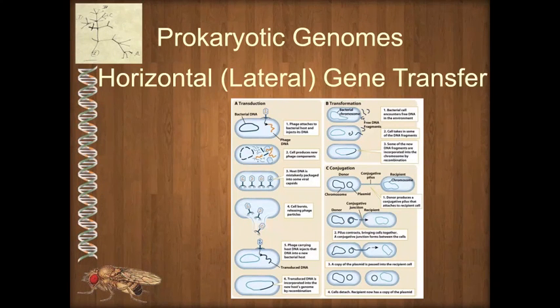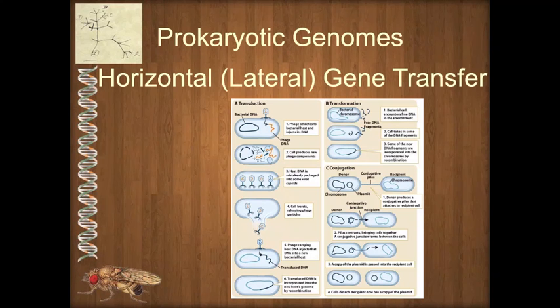Now, in addition, prokaryotes have this very common process called horizontal gene transfer. Eukaryotes do horizontal gene transfer, but it's much more rare, whereas in prokaryotes, it's very common. And horizontal gene transfer can occur in a number of different ways.